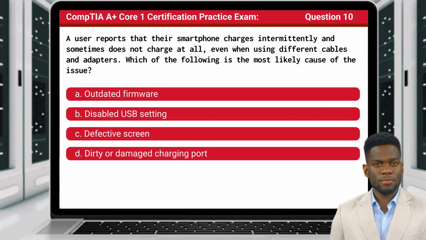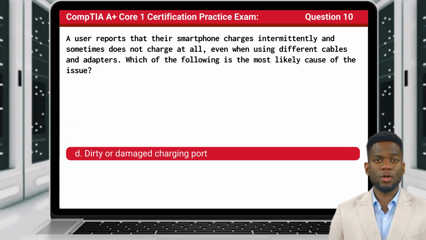Question 10. A user reports that their smartphone charges intermittently and sometimes does not charge at all, even when using different cables and adapters. Which of the following is the most likely cause of the issue? The answer is D. Dirty or damaged charging port.